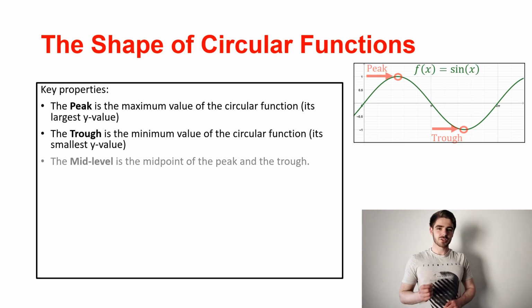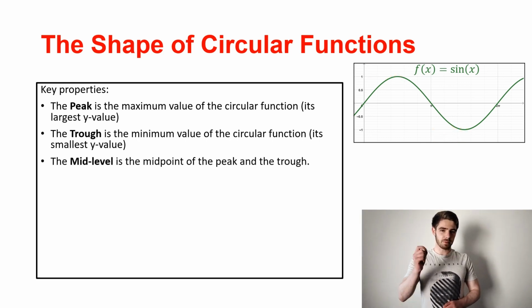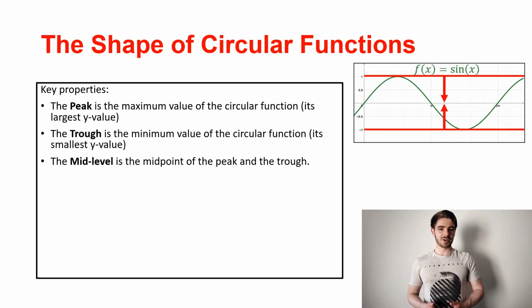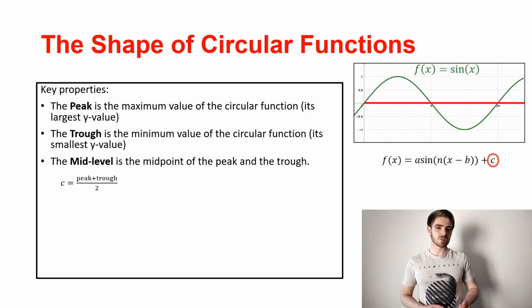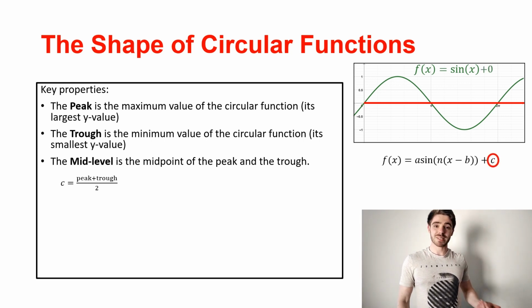The mid-level of a circular function is the midpoint between the peak and the trough, and you can find this by using the midpoint equation. The mid-level is also given by the c term of the general form, which in the case of sin x must be 0 since the c term is absent.